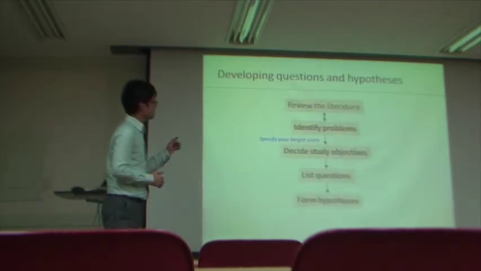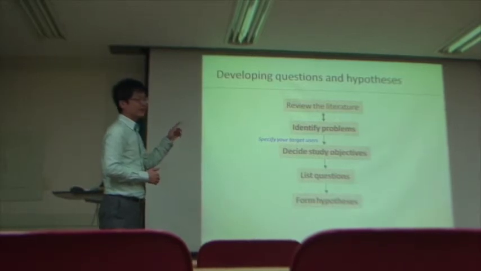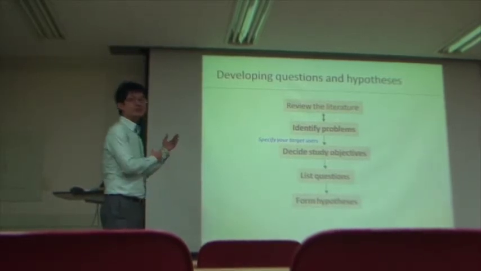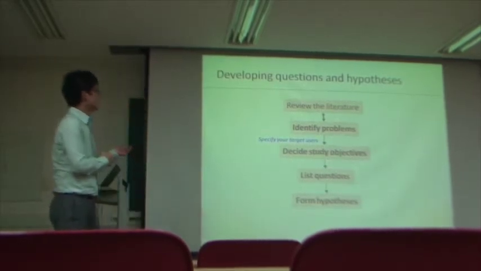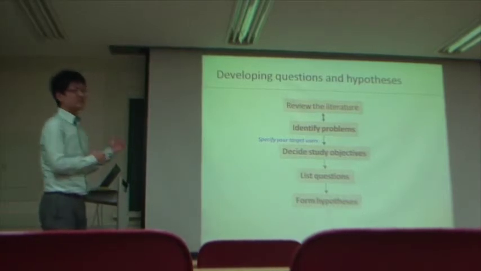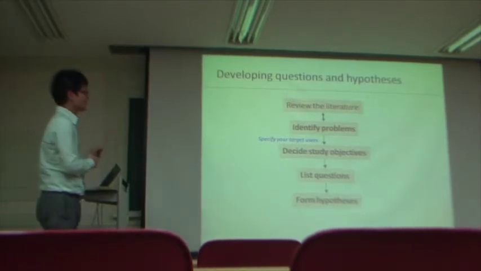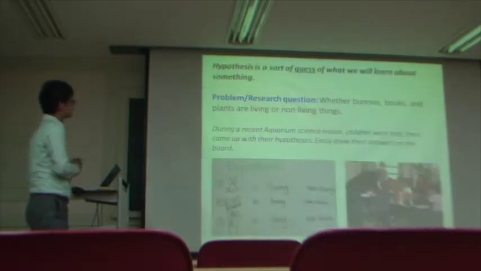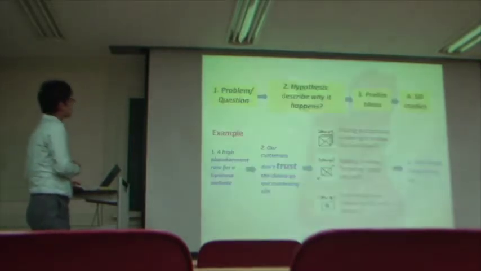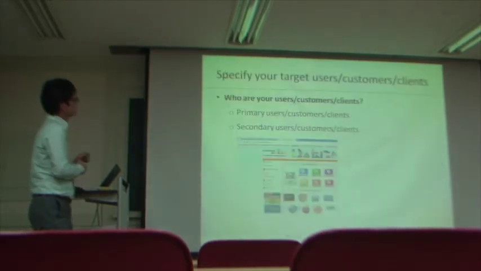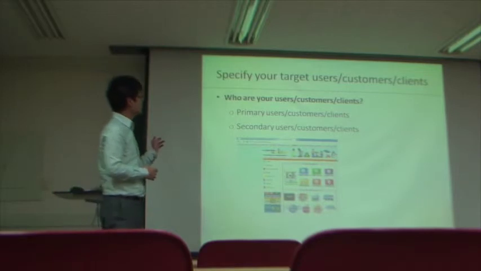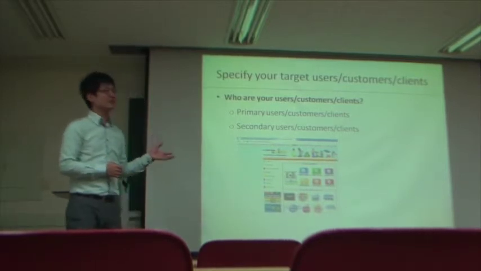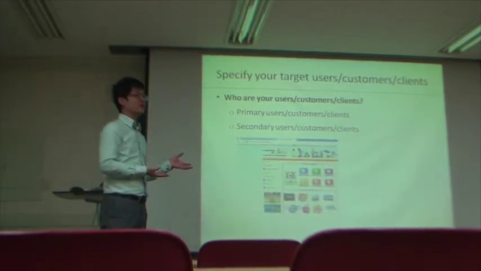Okay, so that's the literature review, and ideally we can identify some problems from the literature review. And then next is to specify your target users. Right, so your users, sometimes they're primary users, sometimes they're secondary users.